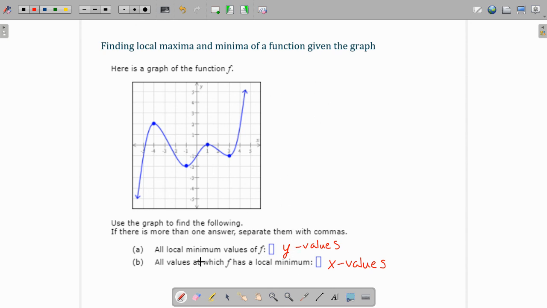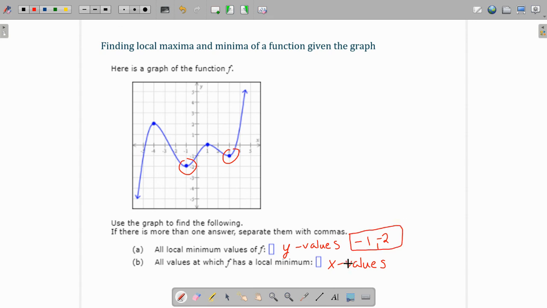All right, so let's look. They want the min. So the minimum values, the bottoms of the valley. So we got this one and this one. Those are bottoms. So the y values there are -2 and -1. The y value here is -2. The y value here is -1. So I'm going to put -1 and -2 for that one.